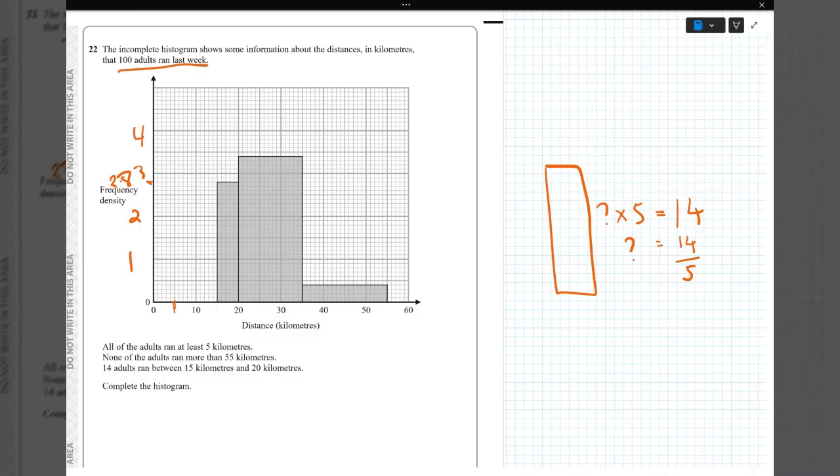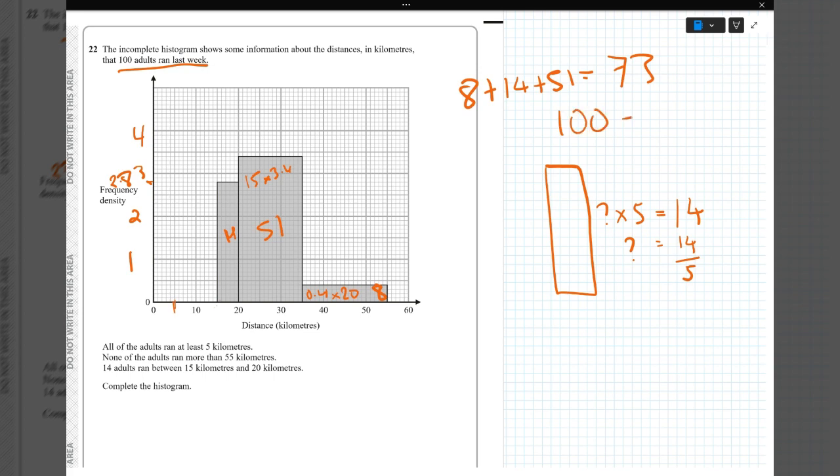It's now saying complete the histogram. So we know 14 are in here. We've got to figure out how many are down in this group. We've got 15 times 3.4. I hope this is a whole number. 3.4 times 15 gives us 51. We've got 0.4 times by a class width of 5, 10, 15, 20. So 0.4 times 20 is 8. So 8 plus 14 plus 51 gives us 73.